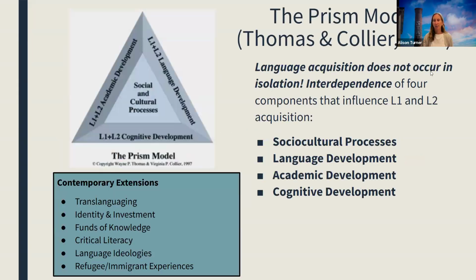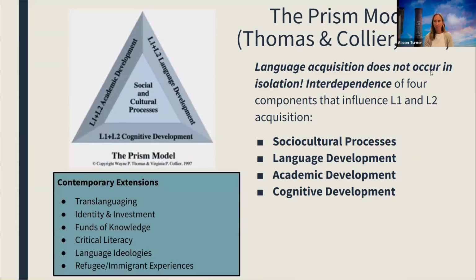This comes out of the work of Thomas and Collier, who are real leaders in this field. And the whole point of this PRISM model is for you to understand that language acquisition does not occur in isolation. It's not simply that the learner studies this information about language and is able to output it. We know, just like any content, there's so much else going on with our learners.